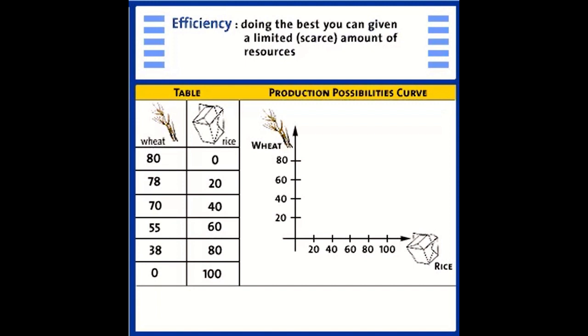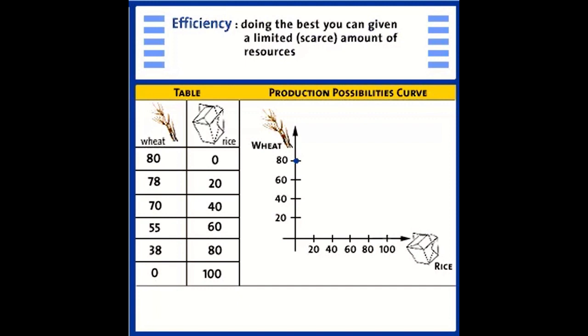That gives us a point that's right here on the vertical axis. The next combination is 20 bushels of rice and 78 bushels of wheat. So we go over here to 20 bushels of rice and up to 78 bushels of wheat, and I put another point on the curve.